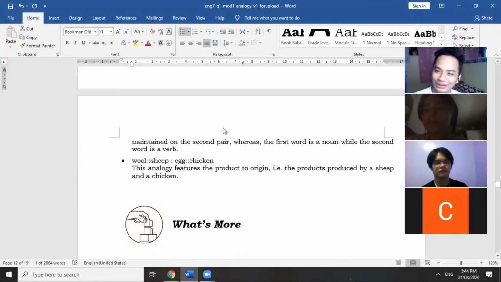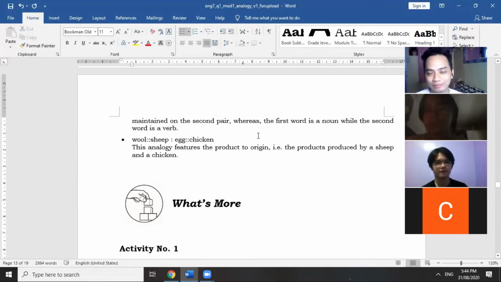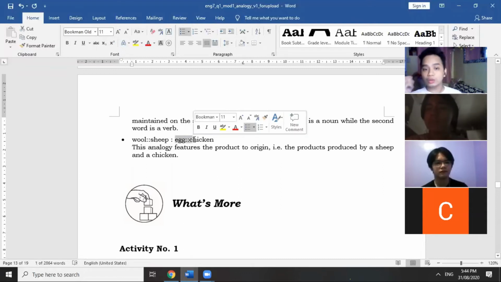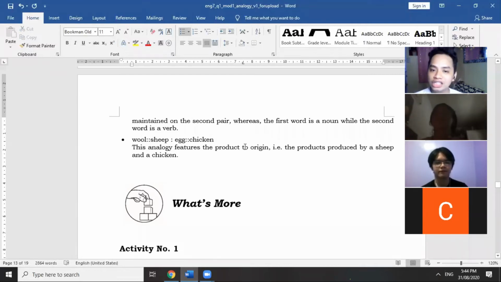Let's go to the next part, okay? Wool is to sheep, as egg is to chicken. So we get the wool from the sheep, we get the egg from the chicken. This analogy features the product to origin. So the origin of the wool is sheep, the origin of the egg is chicken. That is, the products produced by a sheep and a chicken.